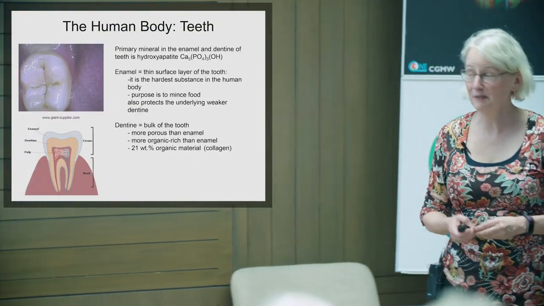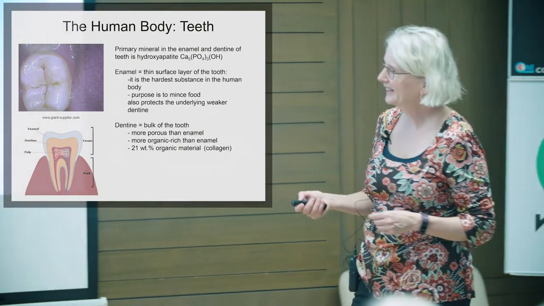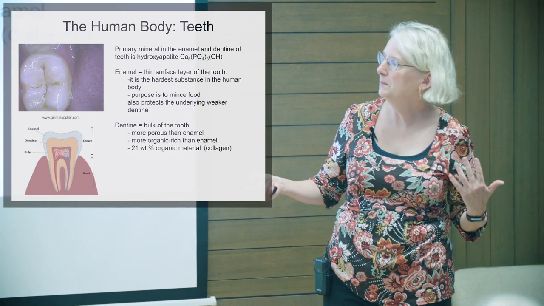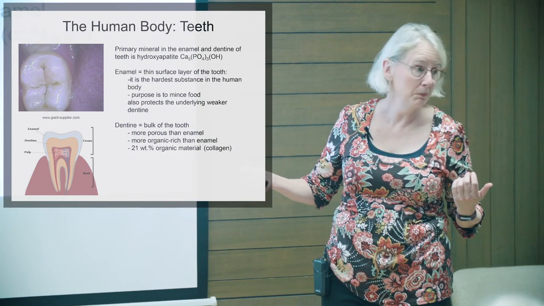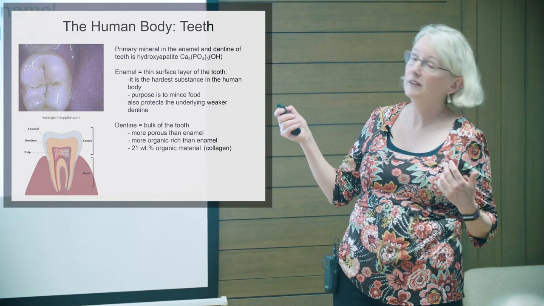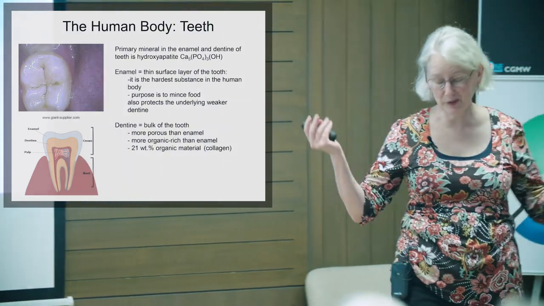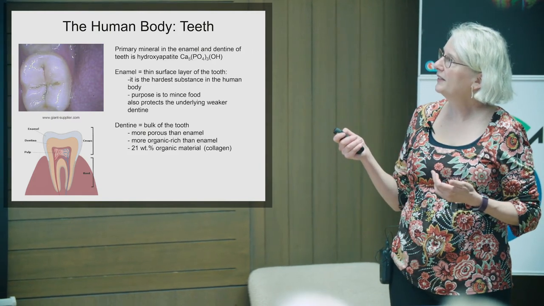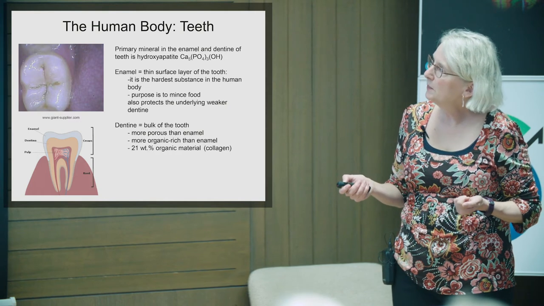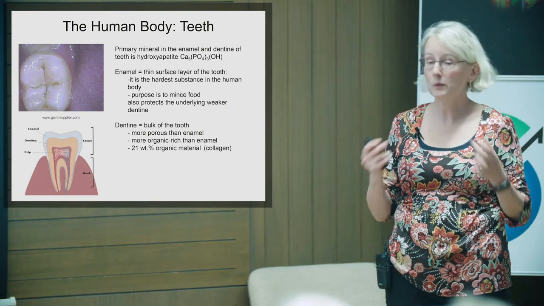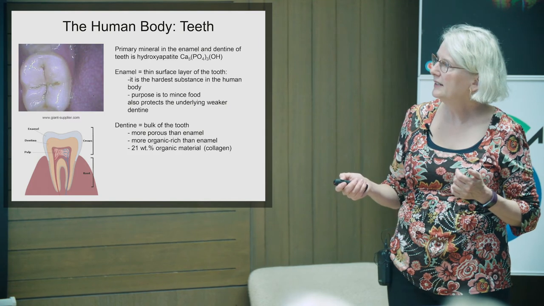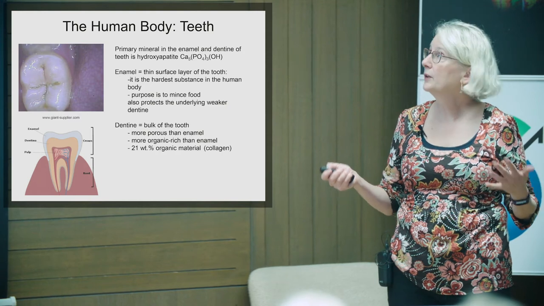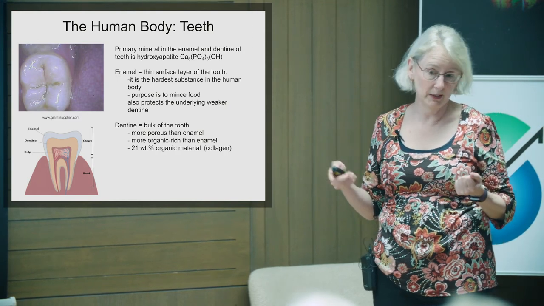Our teeth are environmental minerals. So here's our teeth. There's a pulp in the middle. That's not a mineral. The pulp is not a mineral. The dentine and enamel are both minerals. And they're actually calcium phosphates. So apatite. We know there's apatite in rocks, but there's apatite in our bodies as well. So hydroxyapatite, so it's got an OH in it. So the enamel is thin, and it's really, really hard. So we use that to grind our food. The dentine is more porous and more organic rich. So it actually contains a lot of organic material. So it's an organic hydroxyapatite that we've got.